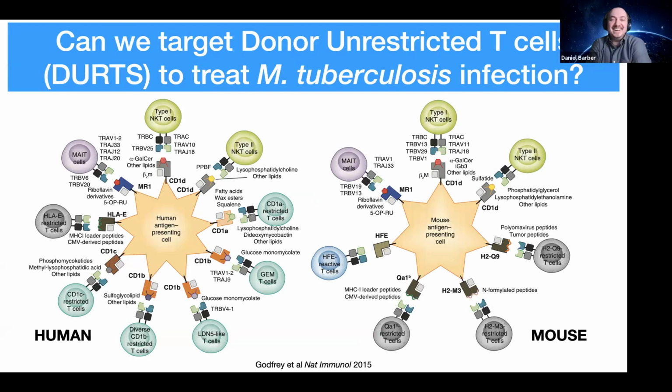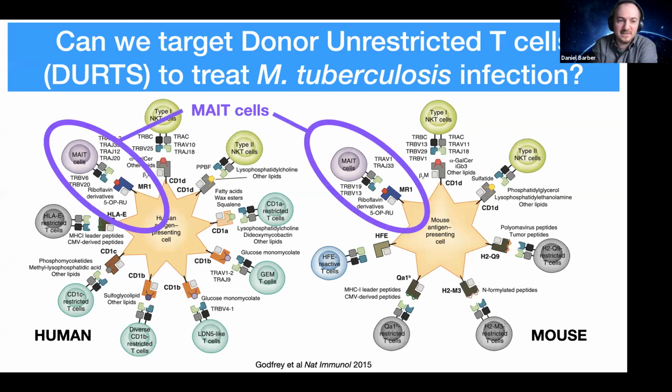Thanks. All right, so I want to switch to the second topic here. We've been trying to boost conventional T cells and having no luck. So we really got interested in all of these other unconventional or donor unrestricted T cells and the potential of targeting them in the context of TB, and in particular this population of MAIT cells.